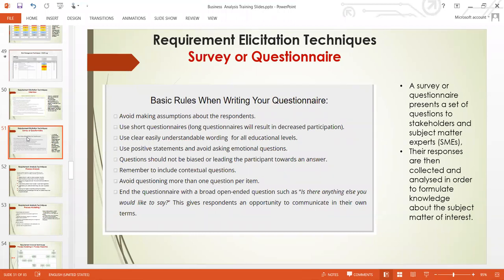So you try as much as you can to use very straightforward language. Don't be too technical, like using business analysis jargons like as-is, to-be. The stakeholders might not really understand what is as-is or what is to-be. So avoid using jargons. Some stakeholders might not understand what user stories are. So, like I said, avoid making assumptions.